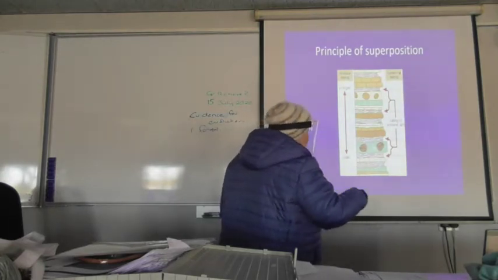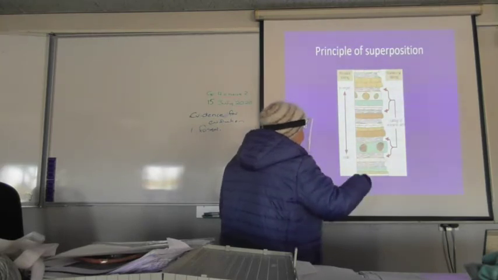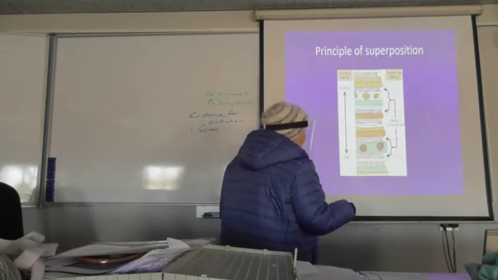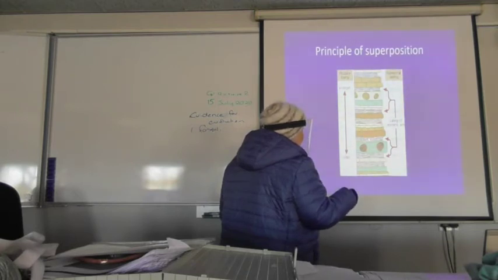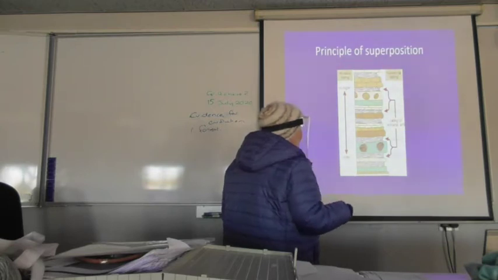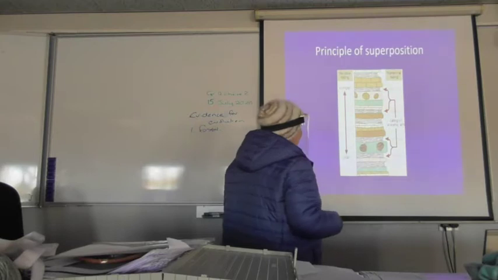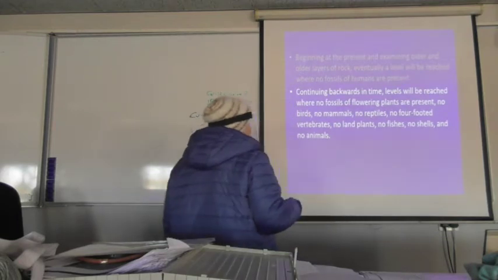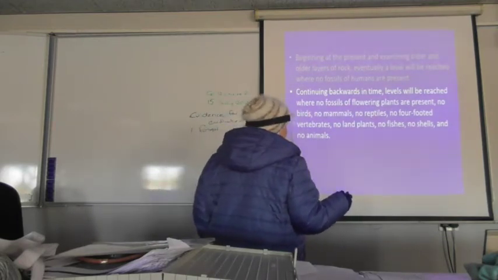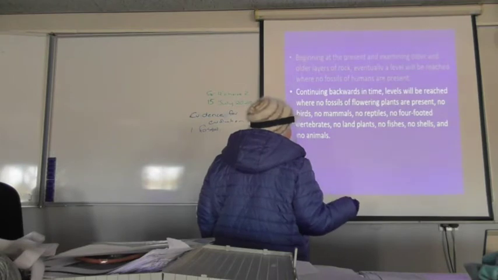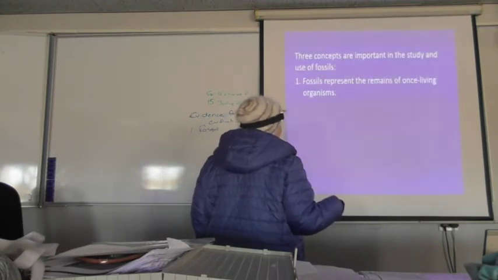So basically, if you're looking at strata of rock, these are the older strata and these would be the newer. Fossils down in the older strata of rock are obviously older than the fossils in the stratum above, and the fossils in this one are older than that, and so on. This is the principle of superposition. Going backwards in time, levels will be reached where no fossils of flowering plants are present. And then no birds, then no mammals, then no reptiles, then no four-footed vertebrates, no land plants, no fish, no shells, no animals, etc.